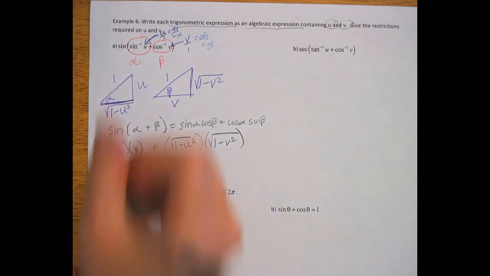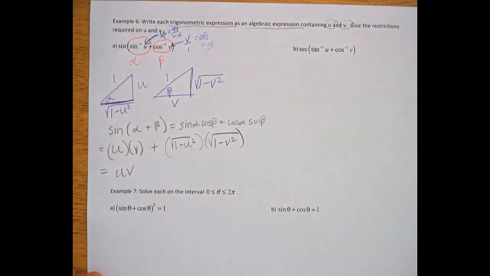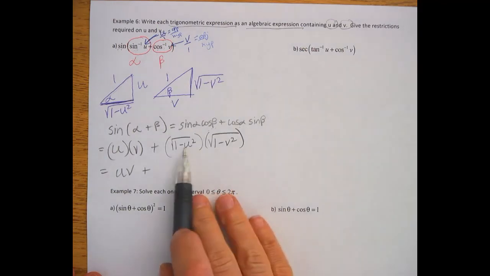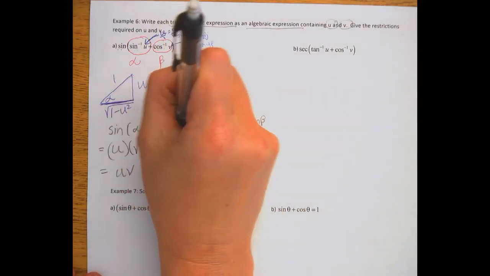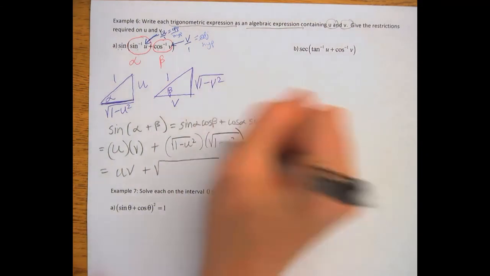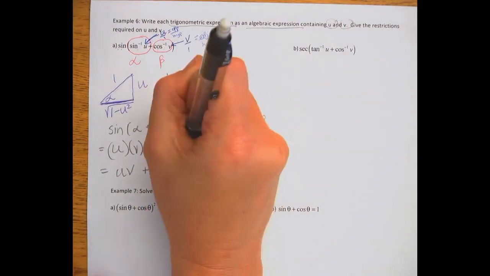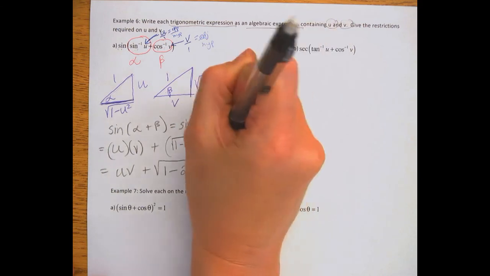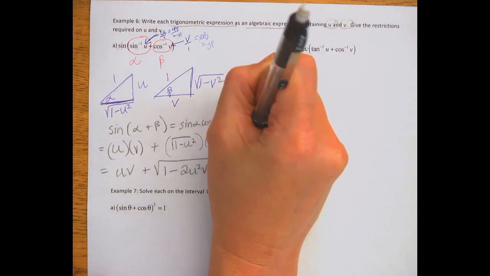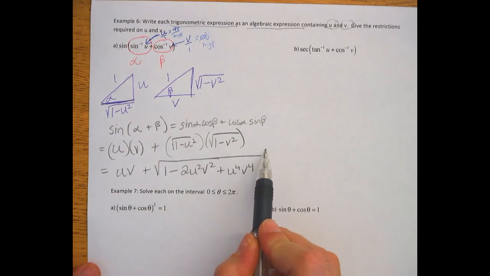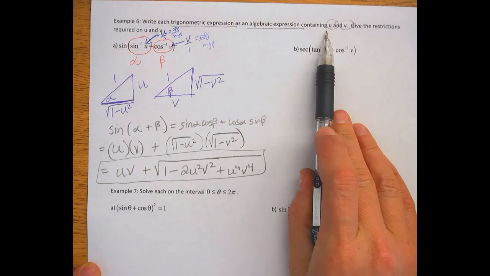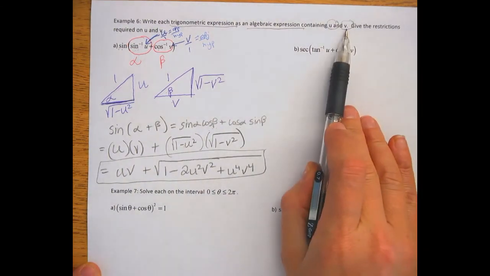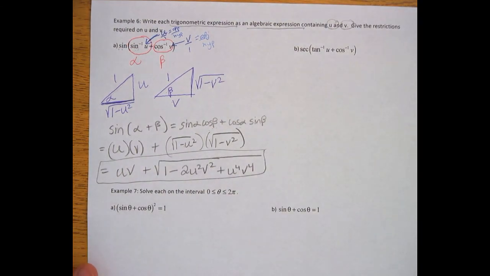So my final answer would be UV plus, and then I can multiply these together inside the same square root because they're both under a square root. So I FOIL them. So I get 1 minus 2U squared V squared plus U to the 4th V to the 4th. That would be my algebraic expression that contains U here and here and here, and V there, there, and there. So this is the trig expression. This is the algebraic expression.